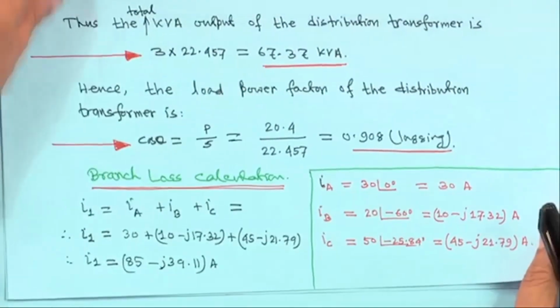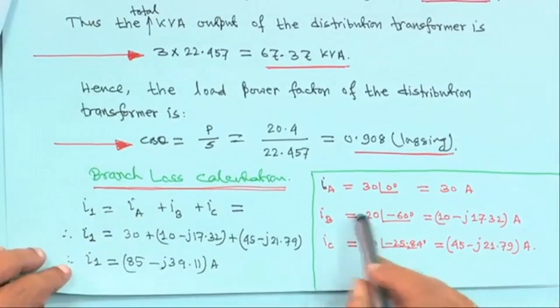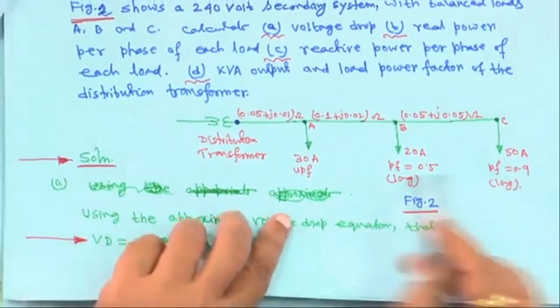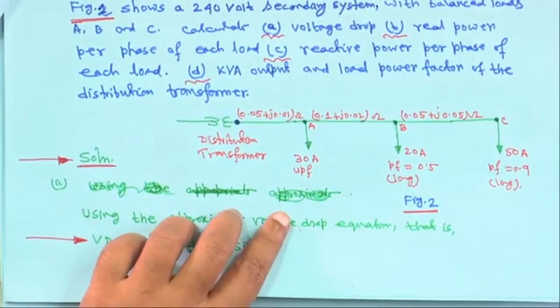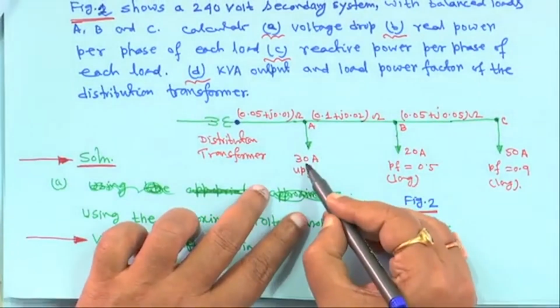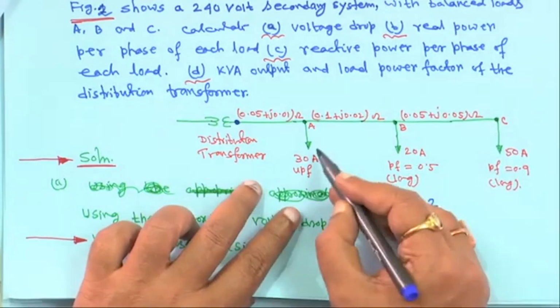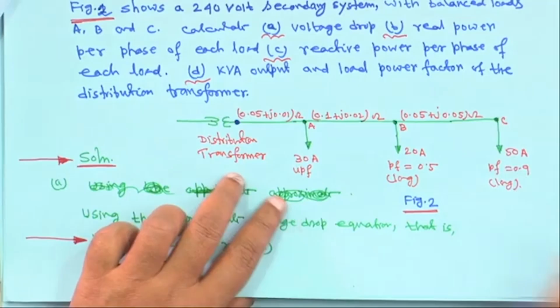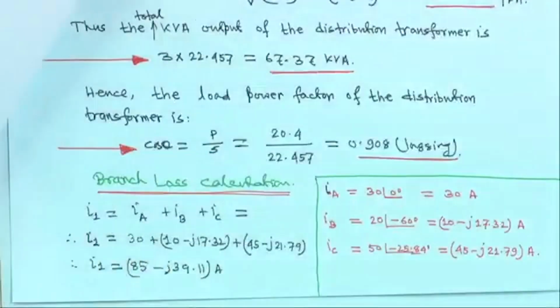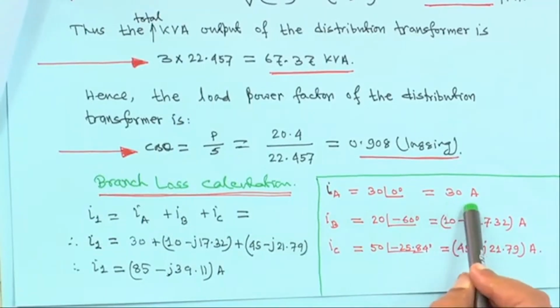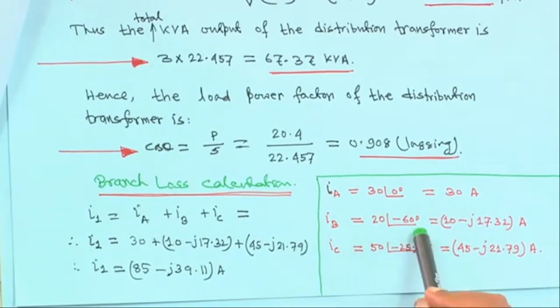So, now the branch loss calculation. These are the currents given in this diagram: this current is IA, this is IB and this is IC at the nodes, right. Here I am not putting IA, IB, IC, but it is understandable, right. So, here IA is equal to 30 angle 0 because it was unity power factor, IB is equal to 20 angle minus 60 because of power factor lagging 0.5.